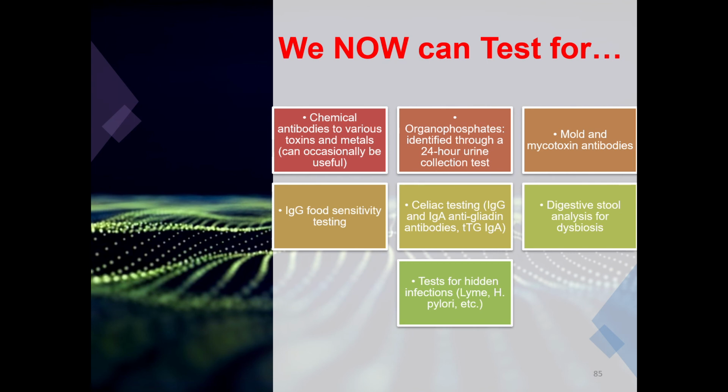We can test for chemical antibodies. We can look at mold, mycotoxin. We can look at IgG. We can look at celiac. We can look at digestive stool analysis for leaky gut syndrome, also known as dysbiosis. We can check for H. pylori. We can check for Lyme.